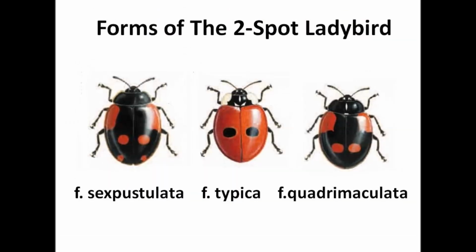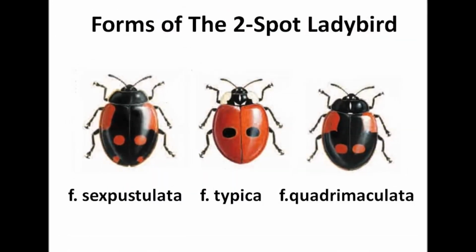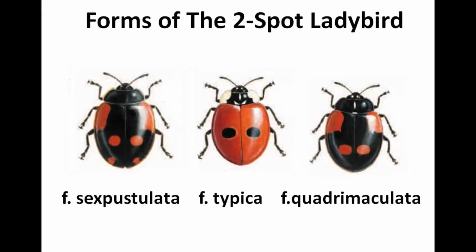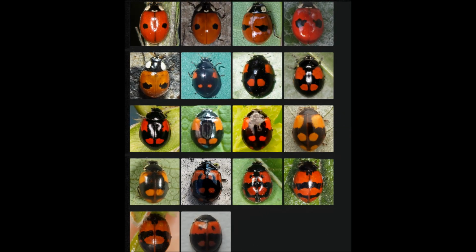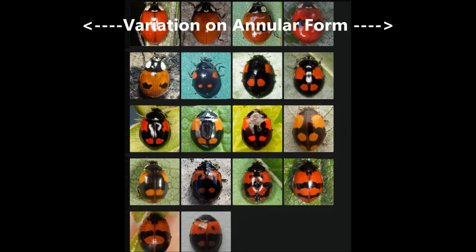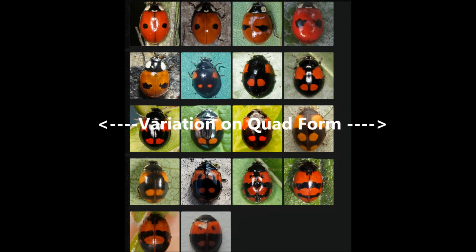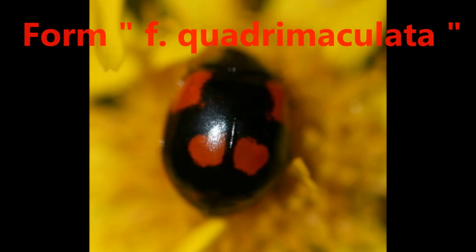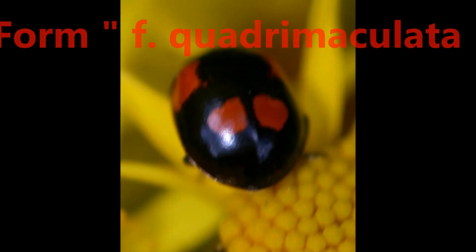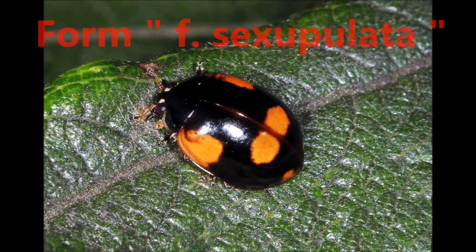In this slide we see the forms of the two-spot, the typical form with black spots on a red background, and the 4 and 6 spotted versions with red spots on a black background. In this slide we see variation in the phenotypes of the colour forms or polymorphs which occur around the annulata form, the quad forms and the hex spot forms. The following field photographs illustrate the common forms indicated, that is to say the form f. quadrimaculata and the form f. sexpustulata, the 4 and 6 forms respectively.